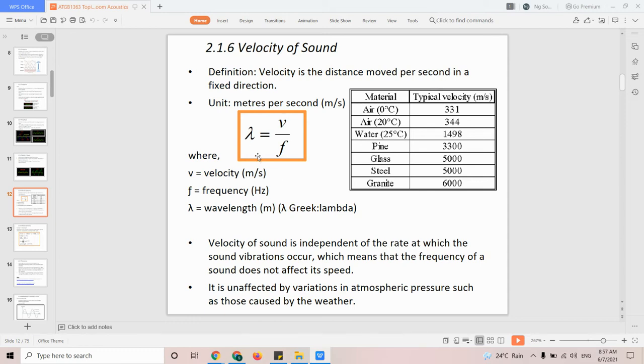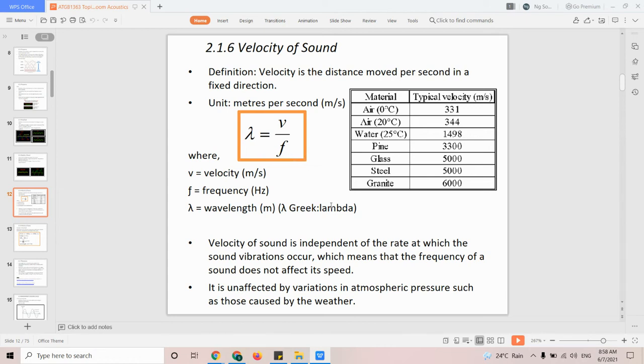Okay, so in sound, we have the velocity of sound, which is the distance moved per second in a fixed direction, meaning how fast the sound is moving. We have here a symbol for wavelength, which we call lambda. Then we have velocity, which is in meters per second. And then we have frequency.